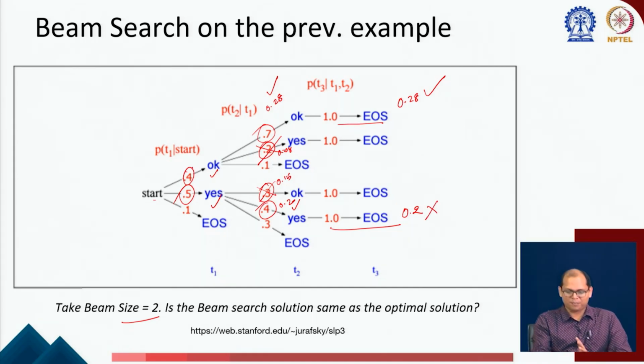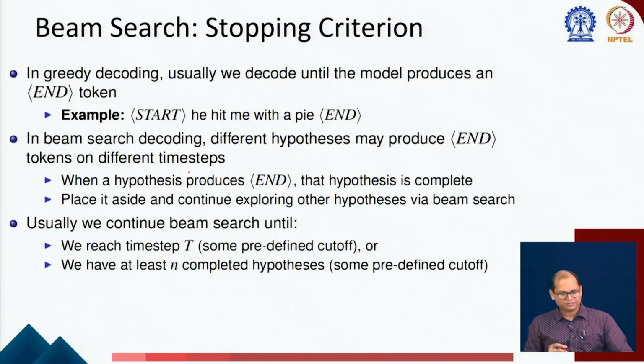So, I get the optimal solution, in this case the globally optimal solution, although it is never guaranteed that even beam search will give you the globally optimal one. It depends on the beam size you have taken, and you can always create an example where you have to take the entire vocabulary as the beam size to get the optimal solution. But in practice, typically you get a better solution than in greedy decoding. Okay, so that is how beam search works.